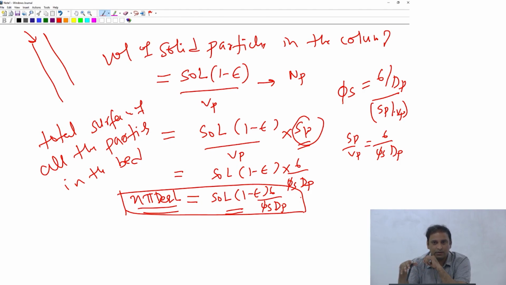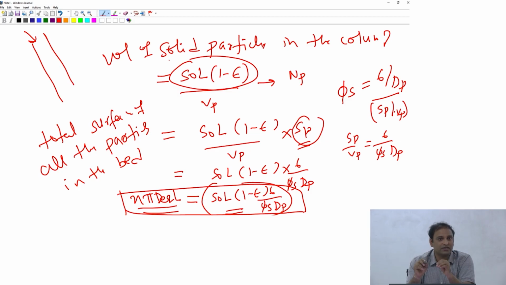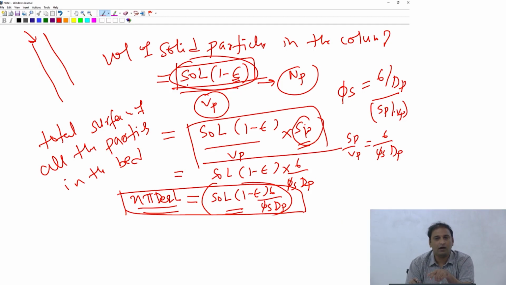All that we did in obtaining this right hand side was to say that the total volume of the particles in the bed is S naught into L into (1 minus epsilon), where epsilon is the void fraction. Dividing by the volume of a particle gives the number of particles in the bed, multiplied by Sp, the surface area of every particle, which gives the total surface area.